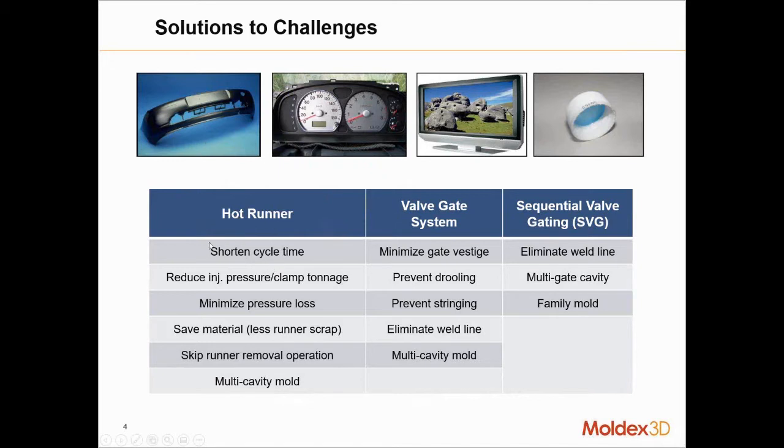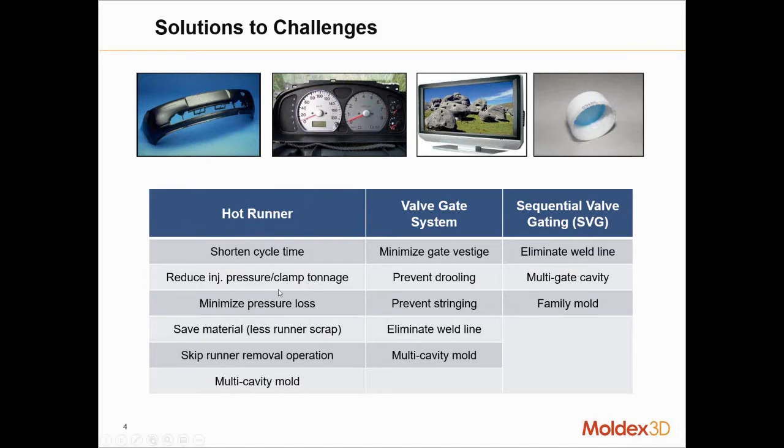Also, and this is more because it's multi-gated, not necessarily because it's sequentially gated, the shortened cycle time is going to happen because of the multiple sources for packing as well. And hot runners in general tend to have shorter cycle times than cold runners just because the pressure application is right at the part surface rather than at the top of a sprue or something like that.